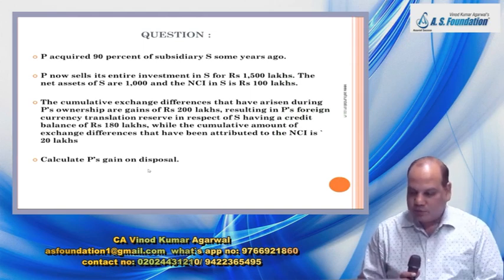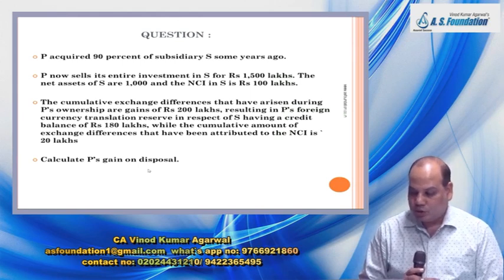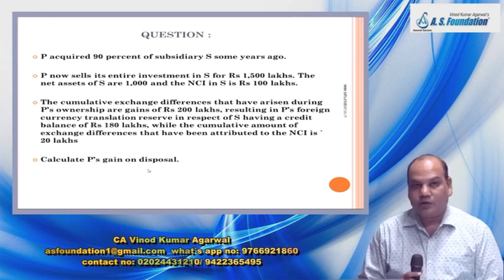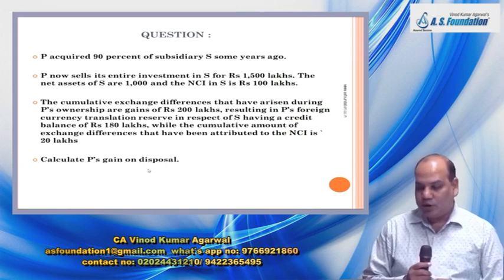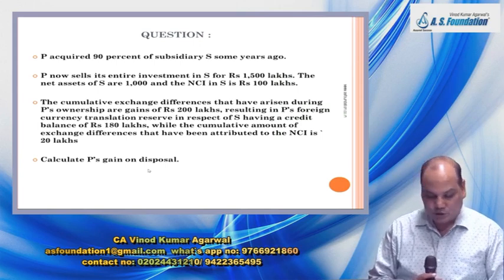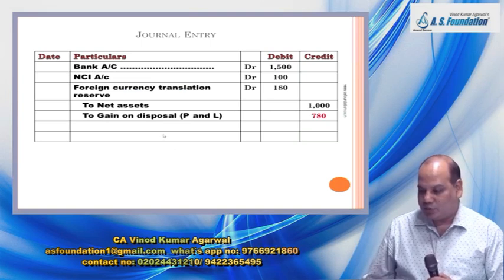The cumulative exchange difference that has arisen during P's ownership is a gain of 200 lakh, resulting in P's foreign currency translation reserve in respect of S having a credit balance of 180 lakh, while the cumulative amount of exchange difference that has been attributed to NCI is 20 lakh. Calculate P's gain on disposal.